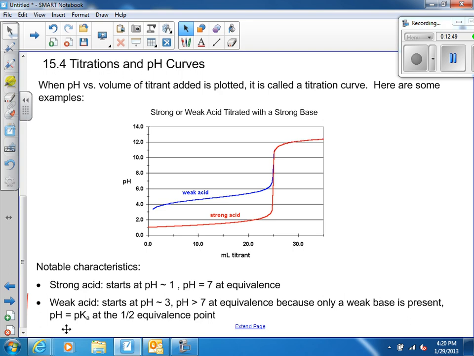Last thing, if you go to half the equivalence volume, so here, equivalence is at 30. If you go to half of that, at 15 right here, you go up to this curve right here and you go over to the side. Your pH equals the pKa of the weak acid. So pH is about 5, pKa would be 5. Ka would be 10 to the minus 5 for this weak acid.